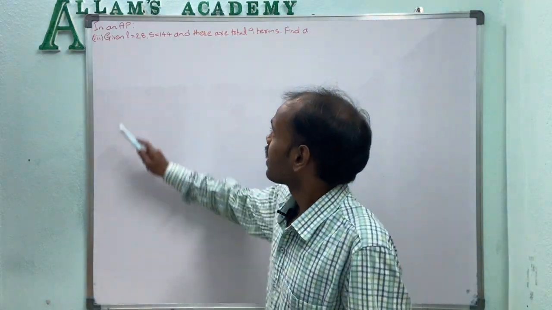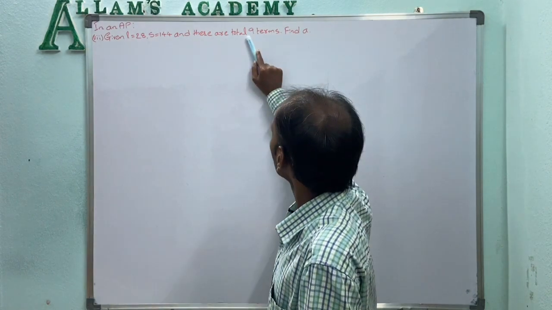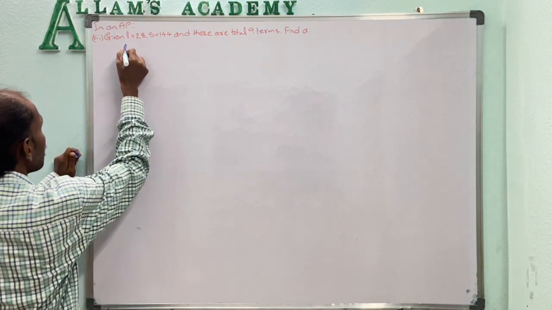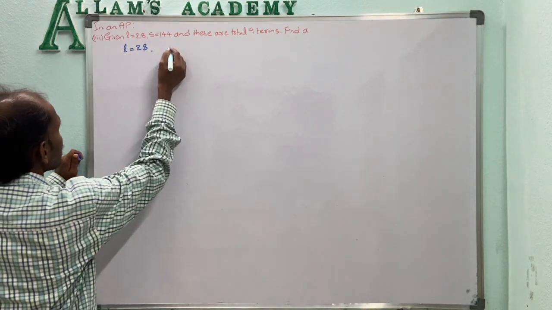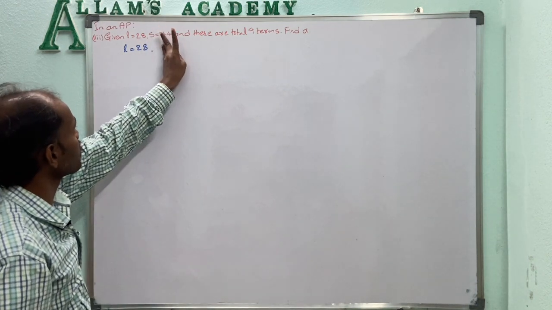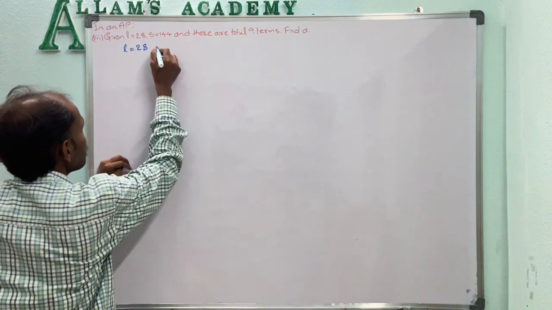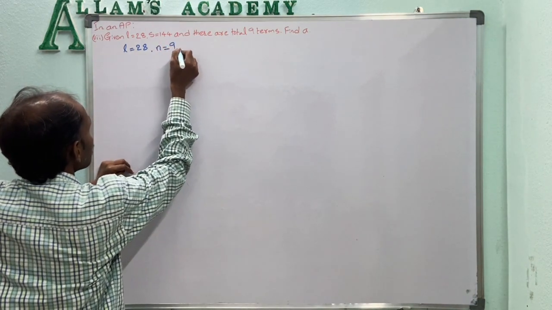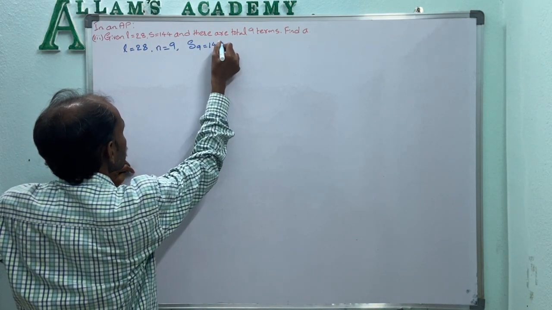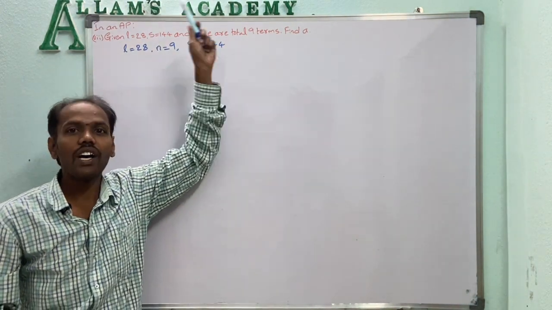Next problem: in an AP, given L equal to 28, S equal to 144, and there are a total of 9 terms, find a. So here given the last term L equal to 28 and S equal to 144, that means the sum of the terms is 144. And a total of 9 terms are given, that means n equal to 9. So S is nothing but S9. The sum of 9 terms is 144, given. We are asked to find the value of the first term.